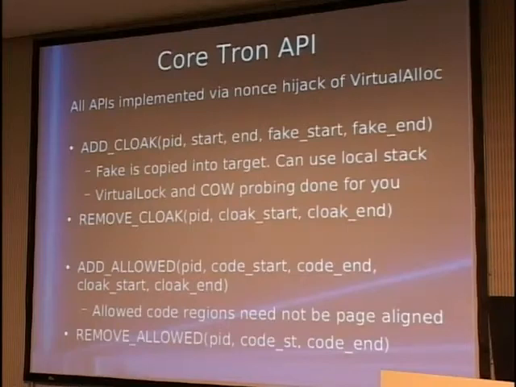is the one in user land, then the arguments are reinterpreted into the following API calls. So you have add cloak, which basically sets up your hidden memory between a start and end range, and this fake start and fake end is the fake memory that you want to hide or hide the actual memory with. And this is copied into your target PID, so you can use local stack for this or whatever, anything that's going to disappear right after the call. It's fine, it's all copied for you.